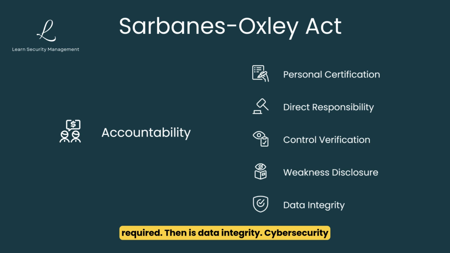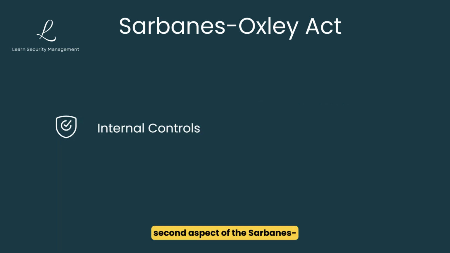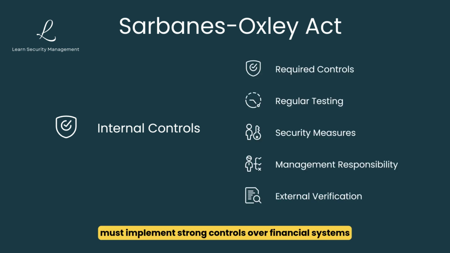Then there is data integrity. Cybersecurity teams must implement controls that prevent financial data tampering. This includes access restrictions, encryption, and monitoring systems to ensure data remains accurate. The second aspect of the Sarbanes-Oxley Act is the mandatory internal control framework. Organizations must implement strong controls over financial systems to ensure data accuracy and integrity. These aren't optional but are legally mandated protections.